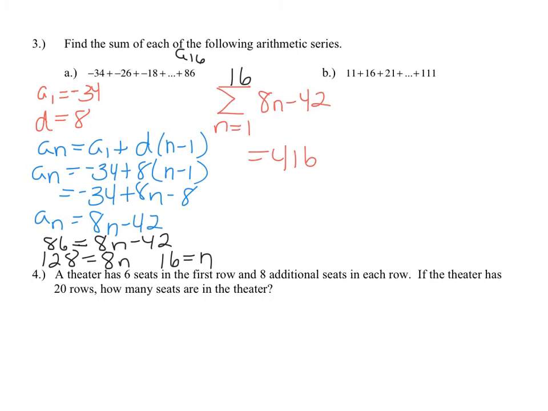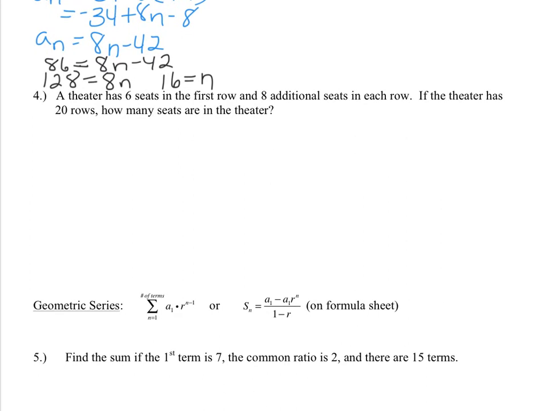Okay, let's move on right now to number 4. Number 4 says a theater has six seats in the first row. Okay, so that's a sub 1. That's my first term, 6 seats. And 8 additional seats in each row. So it looks like they're adding 8 seats to each row. So that's my common difference. My common difference is 8. If the theater has 20 rows, how many seats are in the theater?